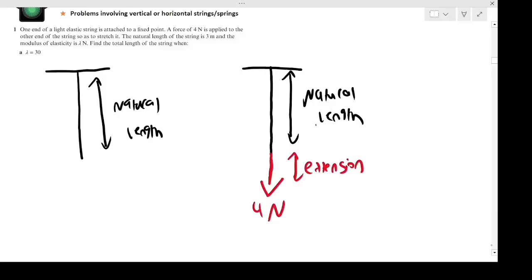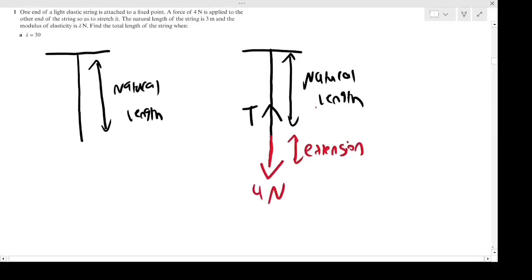Now, as for forces, as we discussed, the 4 newtons force is pulling it down. So this 4 newtons acts downwards. Now, as I said, the string doesn't like being stretched, so the tension force is going to be opposite. Opposite to downwards is going to go up the string. Like this, my tension acts up the string to oppose the downward stretching. So there we are.